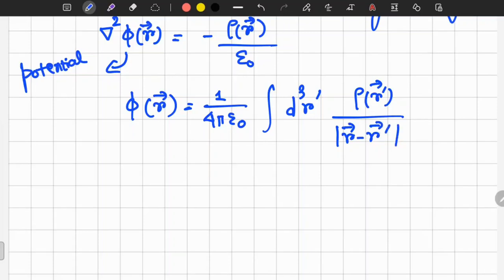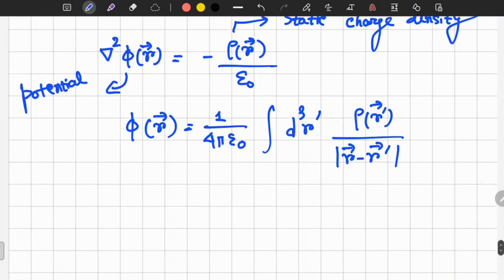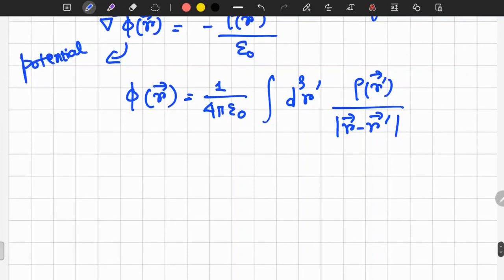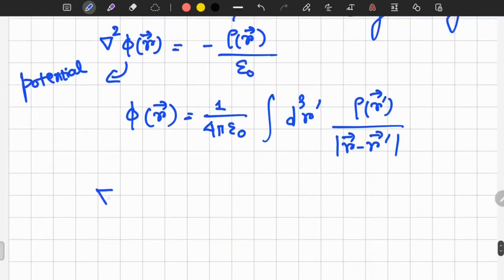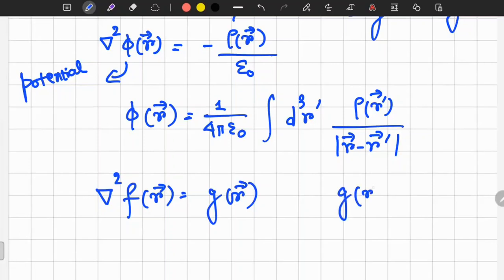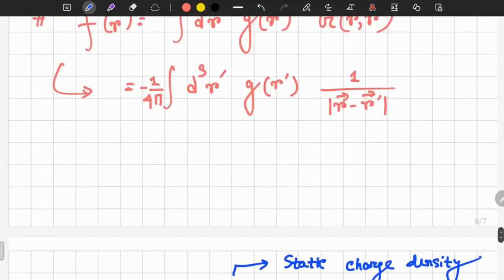So this is the form. Now, if we want to solve this equation by using the Green function, we know already, this is like the Poisson equation. What was the Poisson equation? This was the Poisson equation. So here just g(r) is minus rho(r) divided by epsilon. So you can put it here directly.